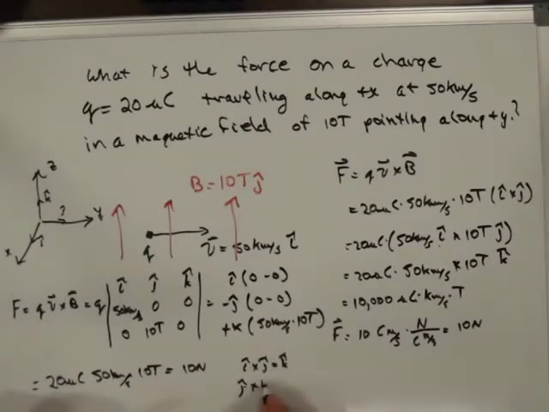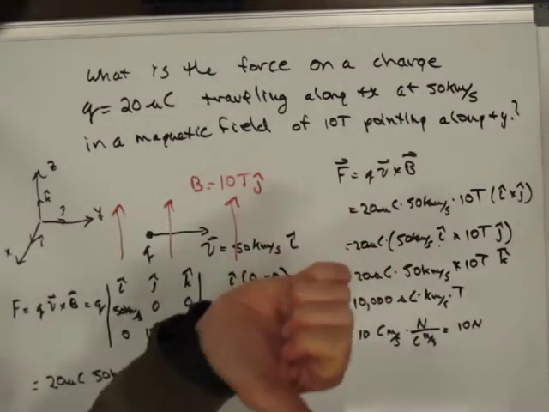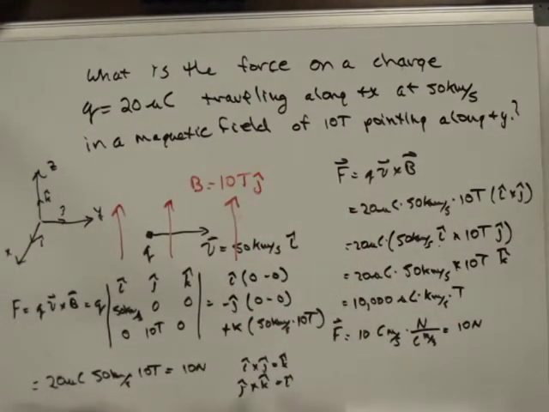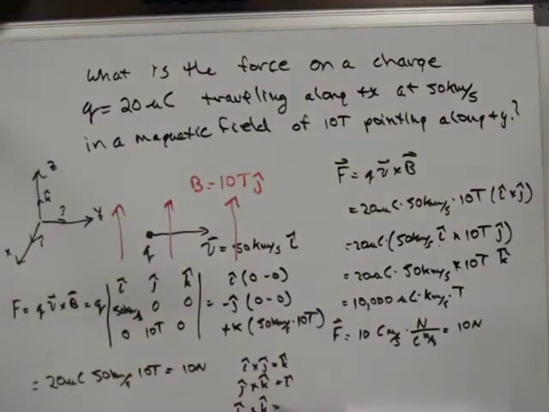J hat cross k hat is equal to I hat, right? If I put my arm along j and curl my fingers towards k, my thumb comes out of the board, and so that's I hat. And then I hat cross k hat. So now I'd have to have my thumb coming out of the board and curl up towards k. I would get a minus j hat. And so if you just have a simple situation, you can just figure them out by hand or remember them or something. But you can always go back to the long definition if you need it.